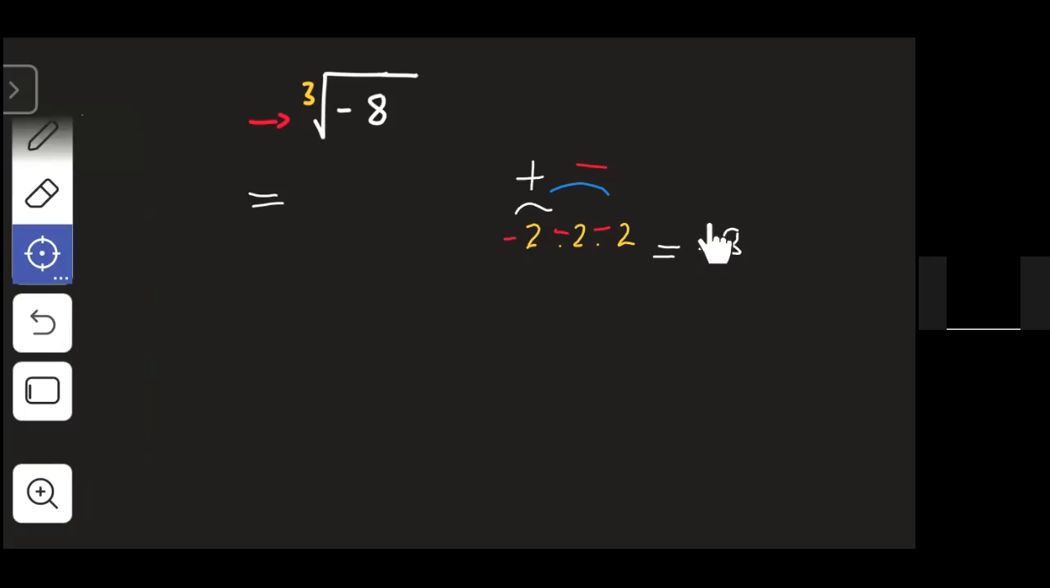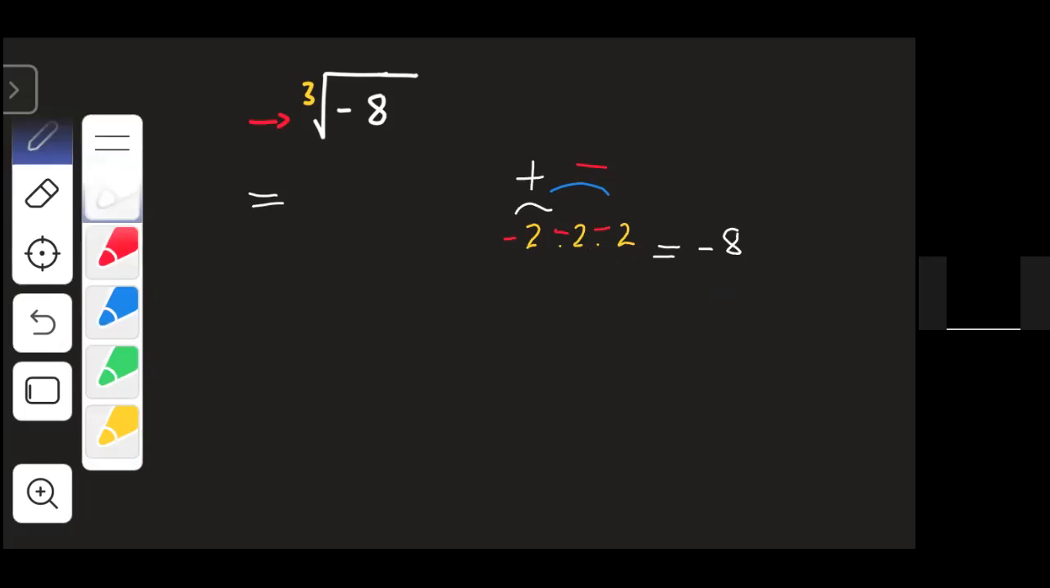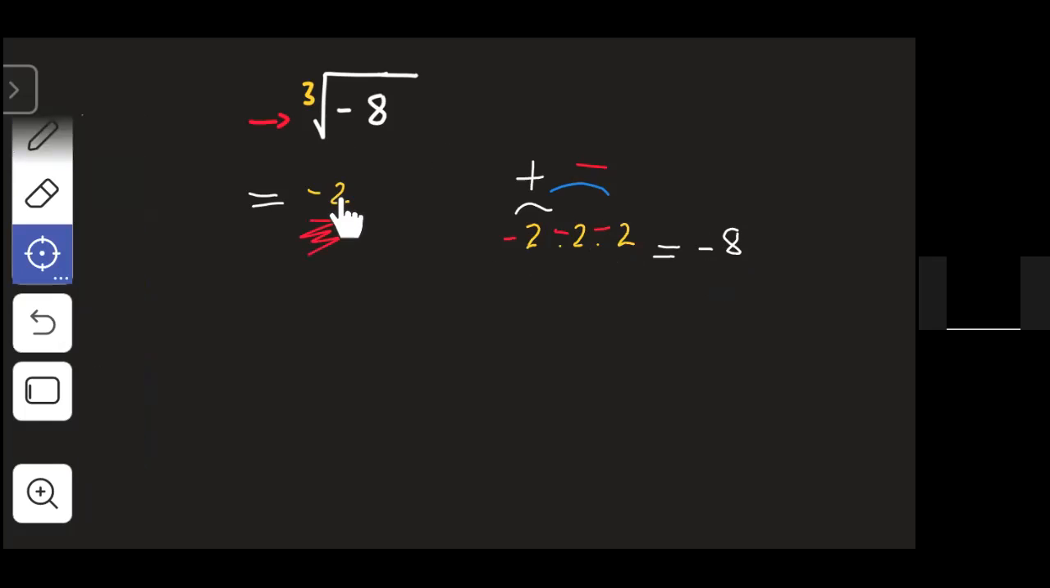Okay, what is the cube root of -8? Negative 2. Correct. We don't need the i expression, okay? Why -2? Because -2 times -2 times -2 is -8. 2 times 2 times 2 is 8. Negative times negative is positive, times negative is negative.